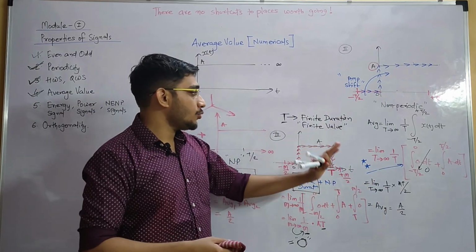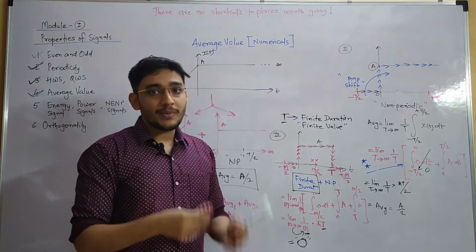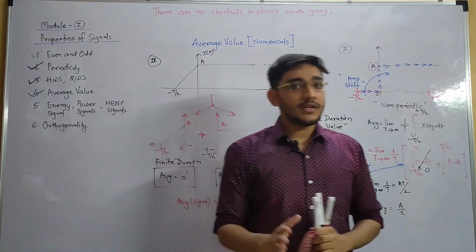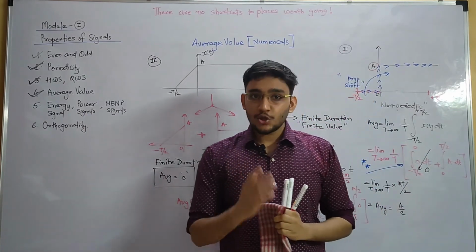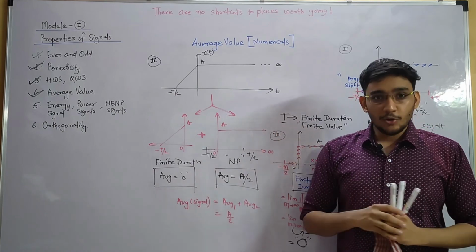Okay, I have tried to make this example as simple as possible. But still if there is any doubt you can just put it in the comment section. I'll solve it definitely. Okay, so with this we have ended up with the average value part as well.